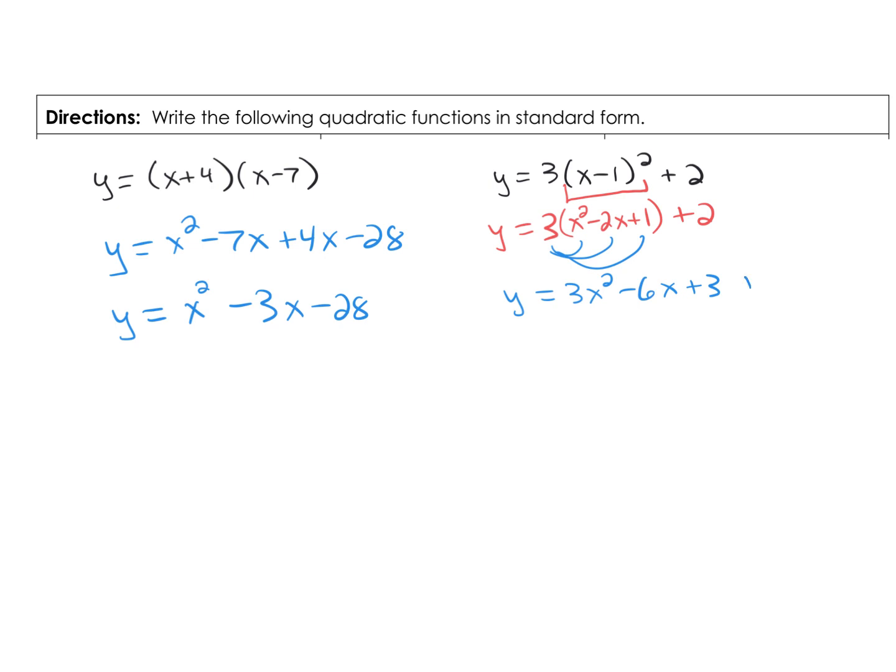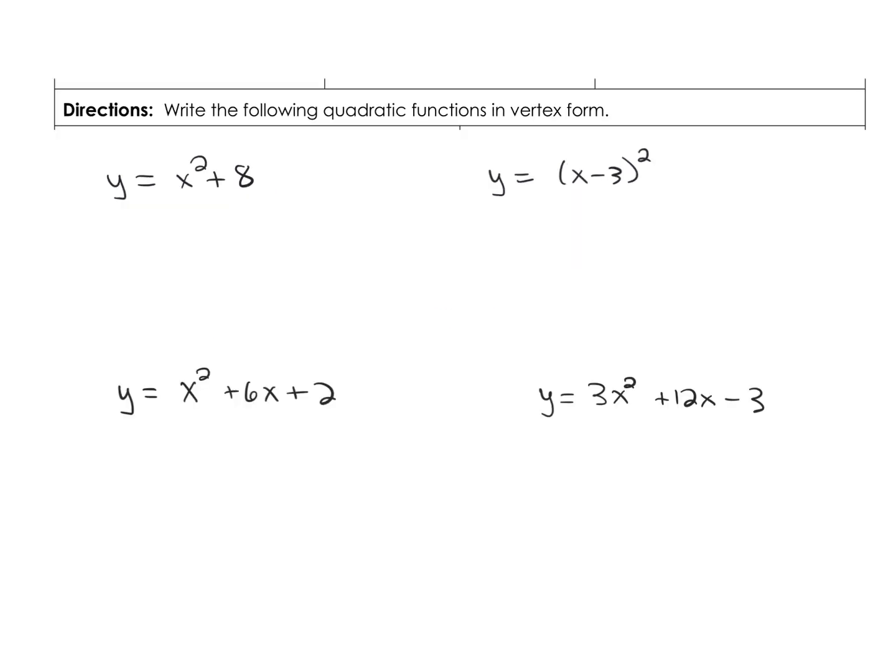It just tags along at the end, and then we're able to combine those last two numbers and get plus 5. So these two are now in standard form. We started with factored form and vertex form, and we changed them into standard form. Okay, let's look at the next type.